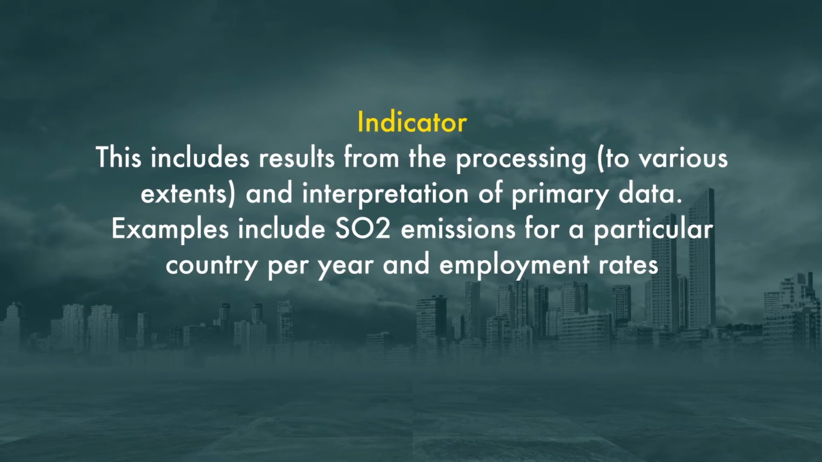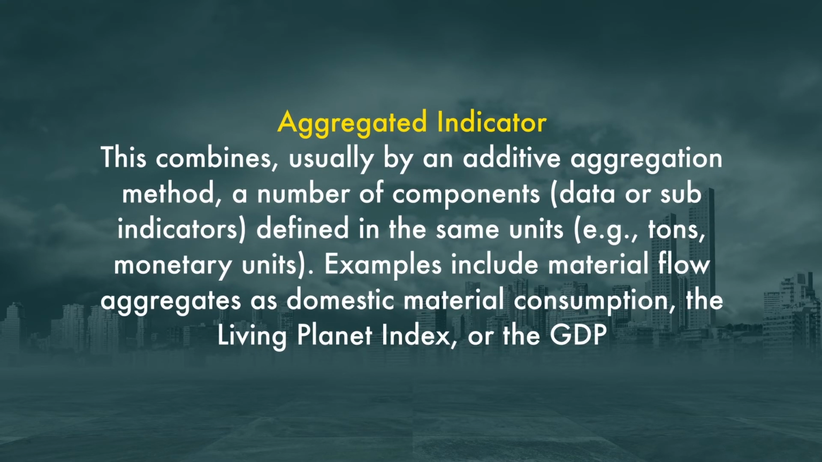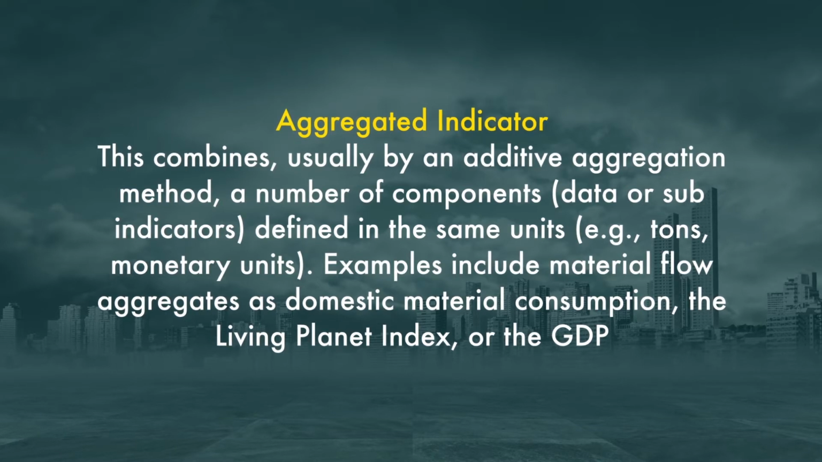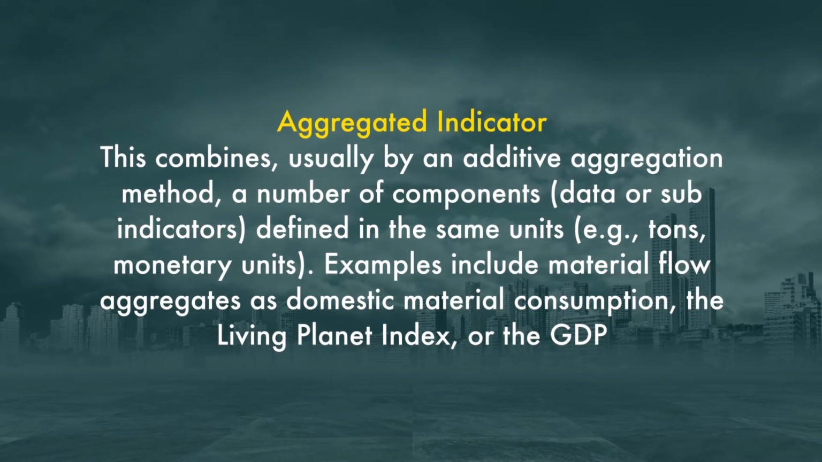The aggregated indicator combines, usually by additive aggregation methods, a number of components, data or sub-indicators that define the same units, for example SI units or something like tons or monetary units. Examples include material flow aggregates like domestic material consumption, the Living Planet Index, or the GDP.